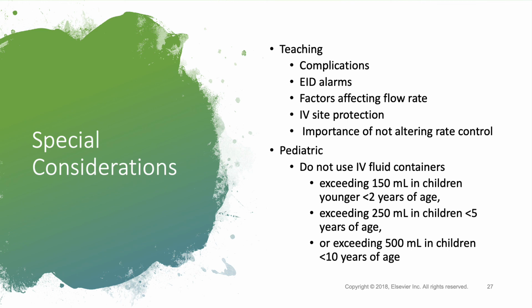If your child is less than 5 years of age, no more than 200 milliliters of fluid hanging at a time. If they are less than 10, no more than 500. So you would only be able to hang a 500 milliliter bag of fluids. I didn't talk about this, but IV fluids, of course, come in different volumes. So a standard volume for an adult would be a 1,000 milliliter bag. There's also a 500 milliliter bag. There's 250 milliliter bags of fluid as well.